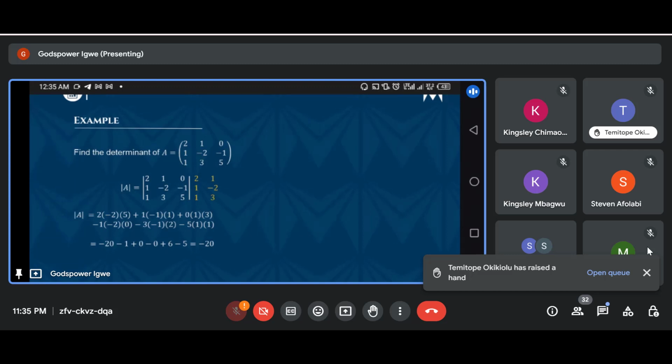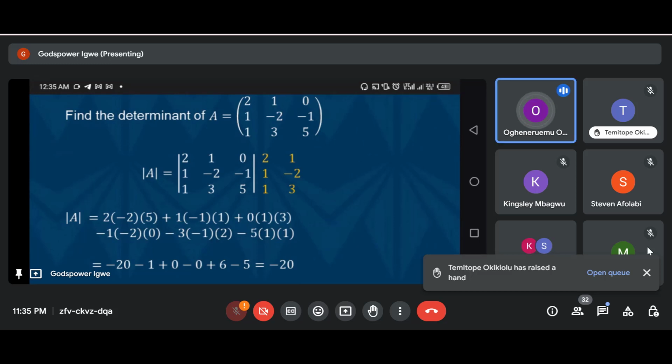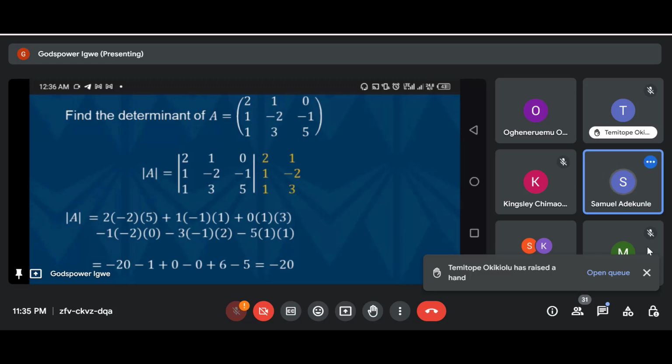Somebody give me this. Let me solve it also so that you will understand. Can somebody pick this for us? Does everybody understand how to get determinant? No, sir. Please give me this matrix. Let me solve it.